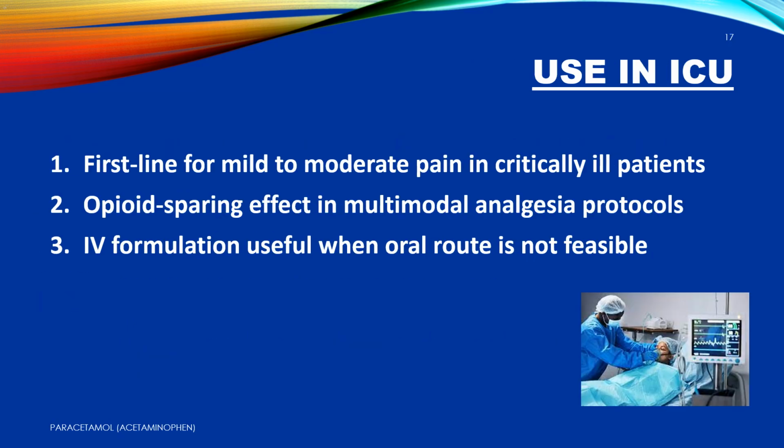Use of paracetamol in ICU. 1. First-line treatment. Paracetamol is often used as a first-line treatment for mild to moderate pain in critically ill patients, providing effective pain relief while minimizing potential side effects. 2. Opioid-sparing effect. Paracetamol's opioid-sparing effect makes it a valuable component of multimodal analgesia protocols in the ICU, reducing the need for opioids and their potential side effects.